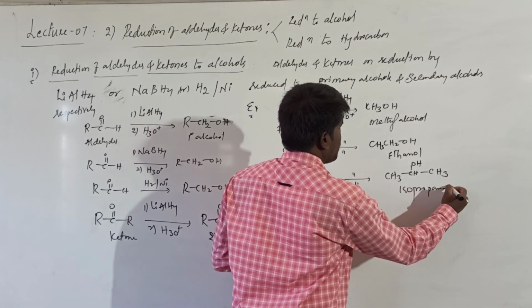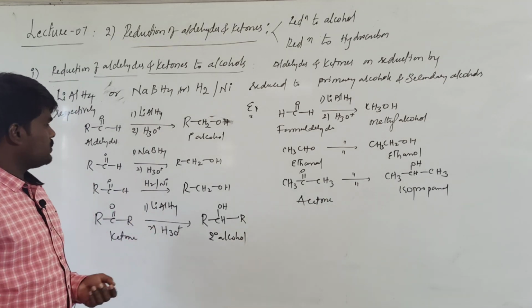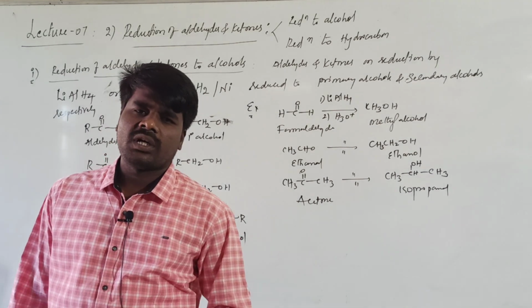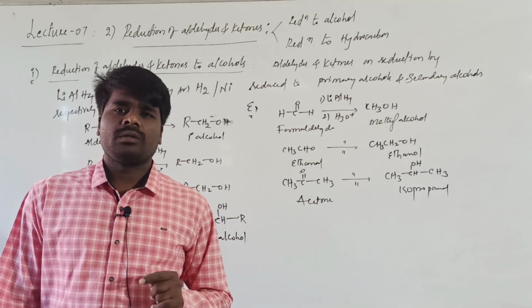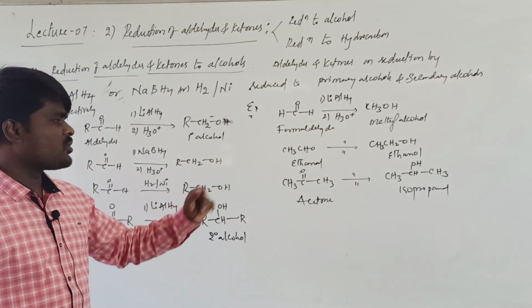The simple criterion here: whenever you are reducing any aldehyde or ketone, what happens during this reduction? Across the carbonyl group, you have to add 1 hydrogen to the carbonyl carbon and 1 hydrogen to the carbonyl oxygen, and by that you remove the pi bond between the carbon and oxygen, so that you will get the corresponding alcohol.